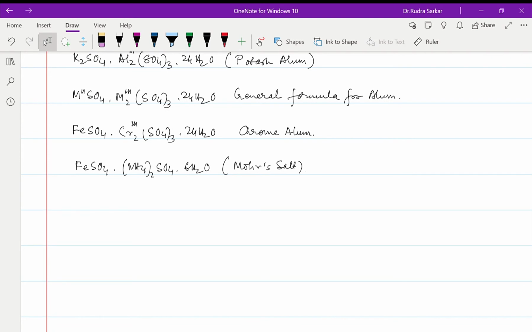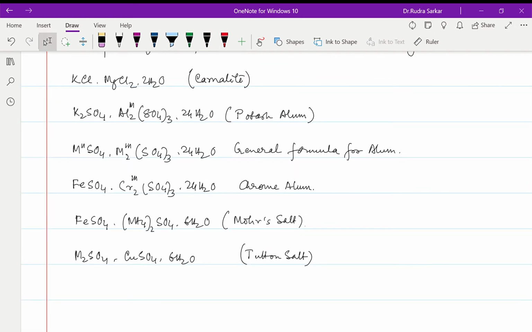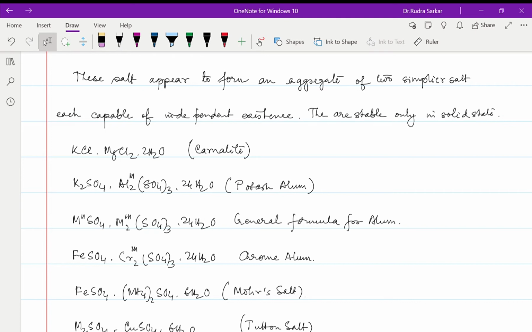Understood? Now, the next one is called a double salt. What is a double salt? It is basically M2SO4.CuSO4.6H2O, where M can be Na or potassium. What you are seeing is that all these double salts have some water of crystallization along with them. Strictly speaking, they are only stable in the solid state.